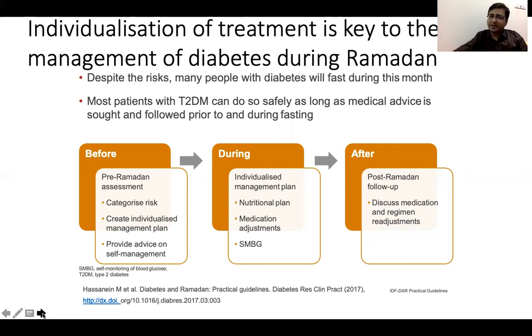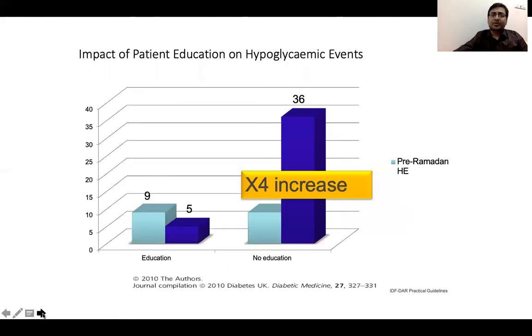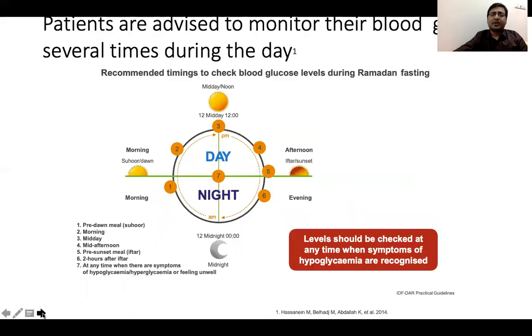Before Ramadan: assessment, risk assessment, individualized management plan, and advice on self-management. During Ramadan: proper care, a nutritional plan, medication adjustment according to the timing, and self-monitoring of blood glucose are very much essential. Post-Ramadan: follow-up, discuss medication readjustment, and again check the blood glucose parameters. The impact of patient education on hypoglycemic events has shown that you can decrease these episodes significantly.